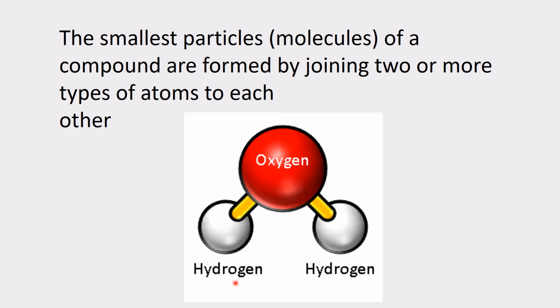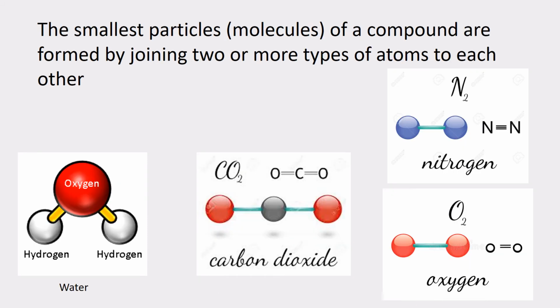This compound's name is water. Two atoms of hydrogen are combined with one oxygen atom. The smallest particle of a compound is formed by joining two or more types of atoms to each other. So here oxygen is joined with hydrogen atoms.